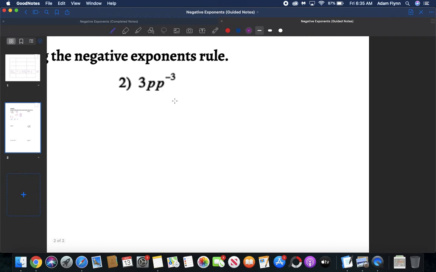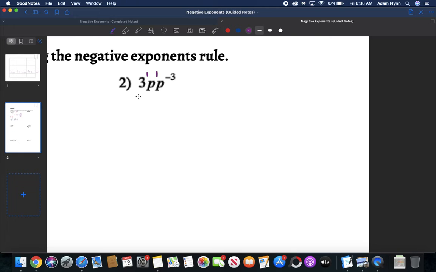So taking a look at this one here, I've got 3p, p to the negative third power. Okay, even though there aren't multiplication dots in between the 3, the p, and the p to the negative third power, I know they're all being multiplied because they're all touching. Okay, so what I'm going to do first off, so I don't get confused, is I'm going to give an exponent of 1 to everything that doesn't appear to have an exponent. So that would be this 3 and this first p here.